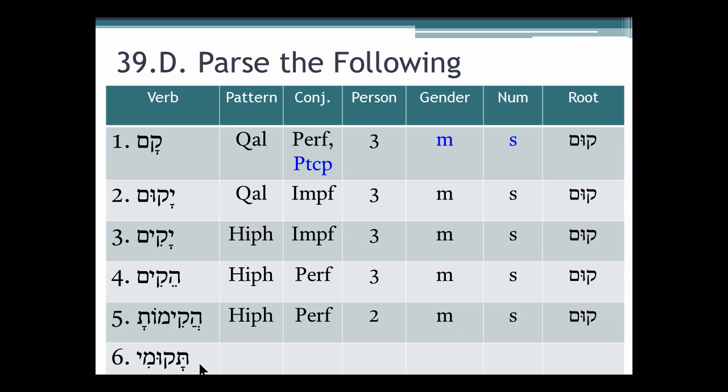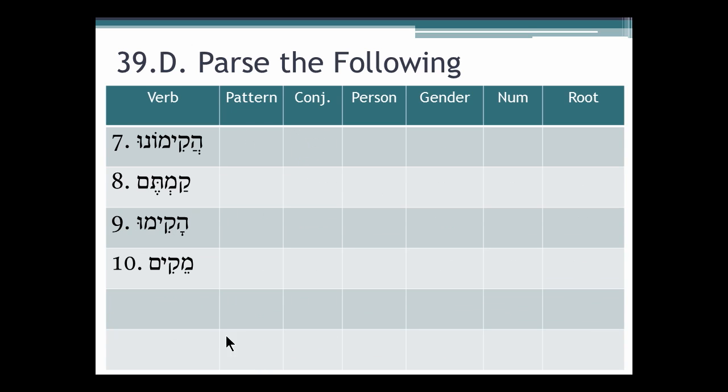Number 6, takumi. Tav, can that be a prefix? Yes, it can. Discernible lemma. Kum, yes, there it is. The ending tells us this is what? A cal imperfect second feminine singular. Again, it's cal. We don't have A class, I class here. It's just cal.